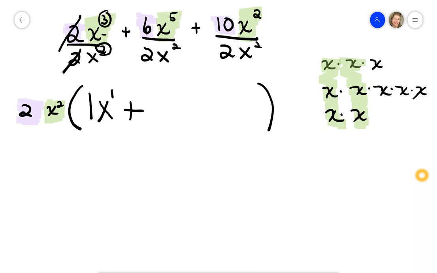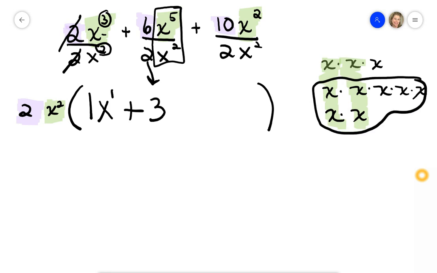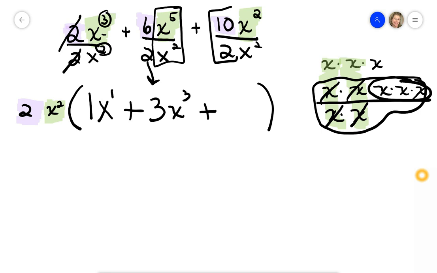Then I got the plus. 6 divided by 2 is a 3. And then on the x to the fifth divided by x to the second, I'm just going to look at it over here. Here's x to the fifth divided by x to the second. The x's cancel out, and you're left with xxx, or x cubed. Plus, and then 10 divided by 2 is 5, and an x squared cancels out an x squared, and that's just a 1. But 5 times 1 is 5.